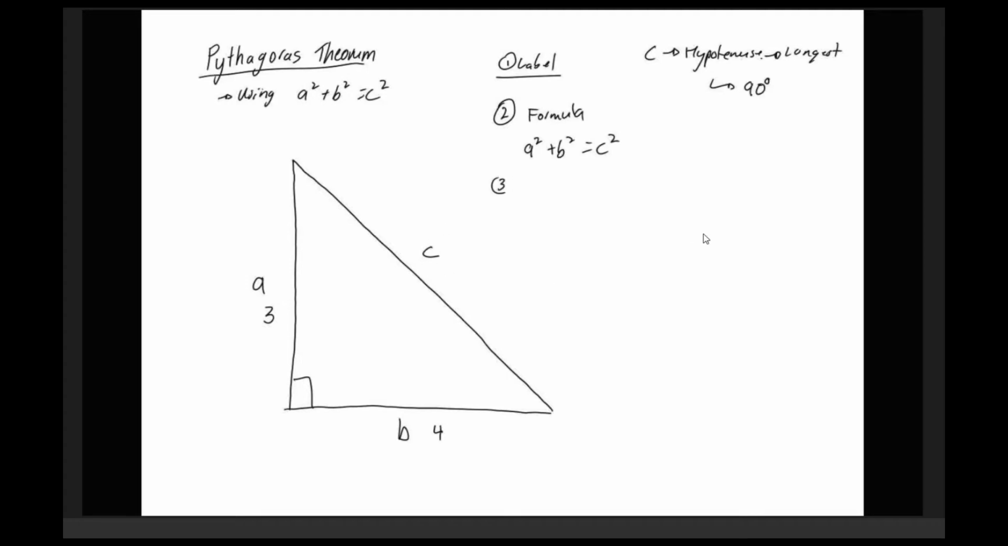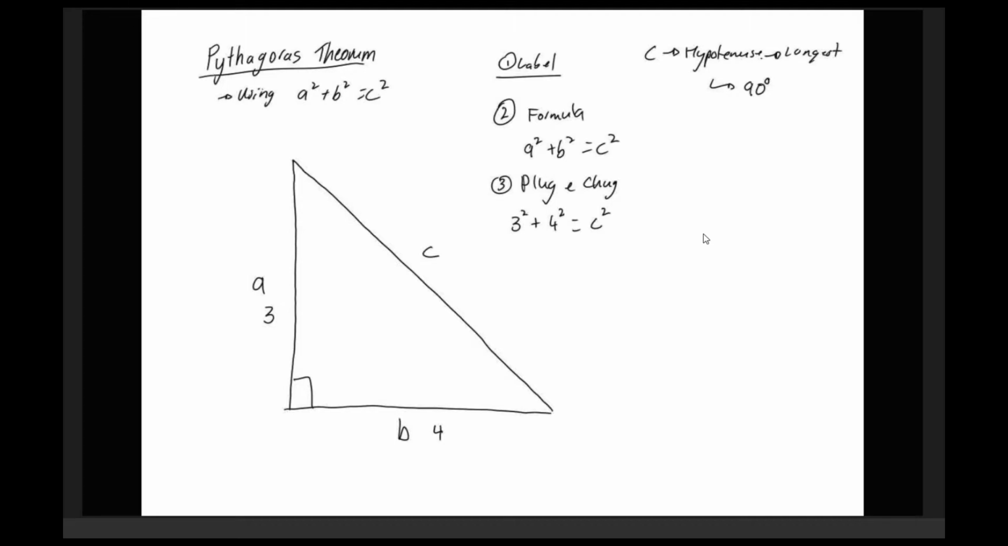Step 3, we plug and chug. So we have our values and we're going to plug them into our formula and we're going to chug through the maths. So everywhere I see an a, instead I'm going to write 3. So I've got a squared, I'm going to write 3 squared. For b, I'm going to write 4 squared. And for c, we're just going to leave it because we're not sure what c is. We're trying to figure it out.